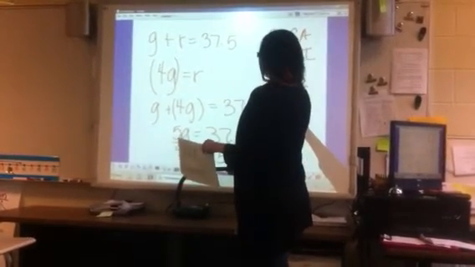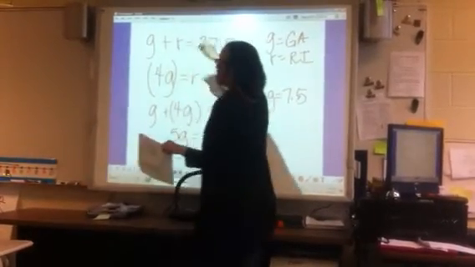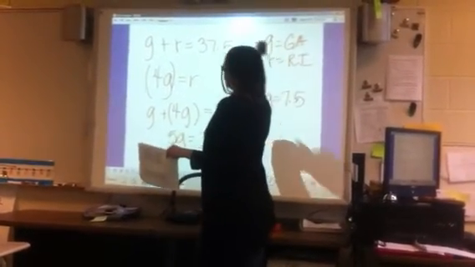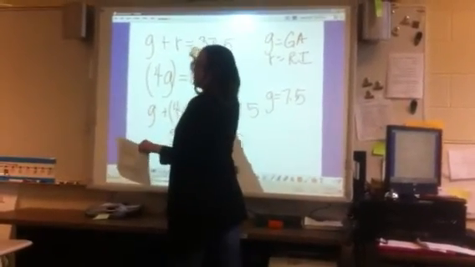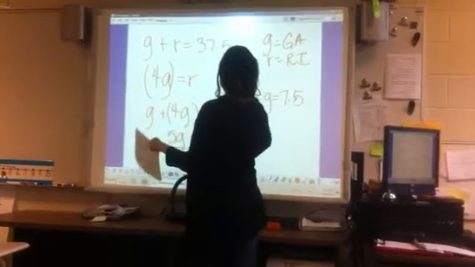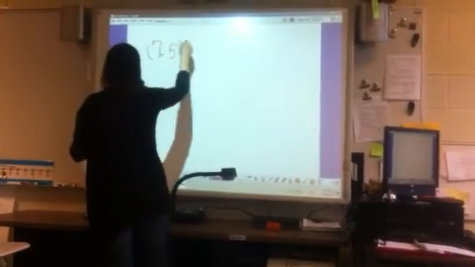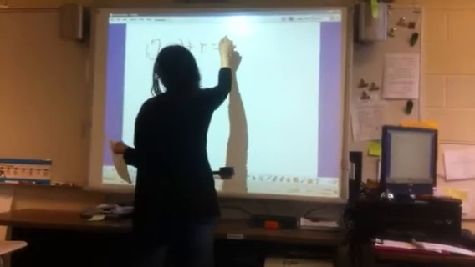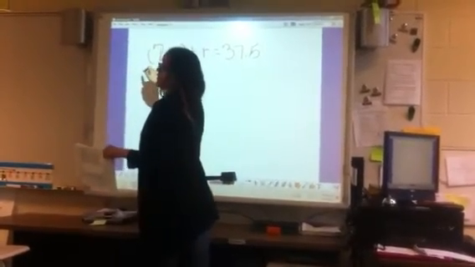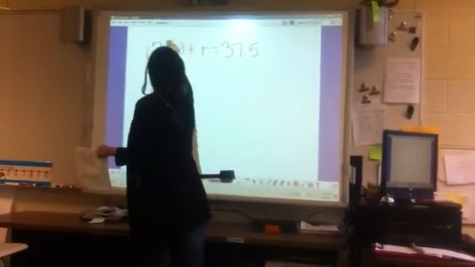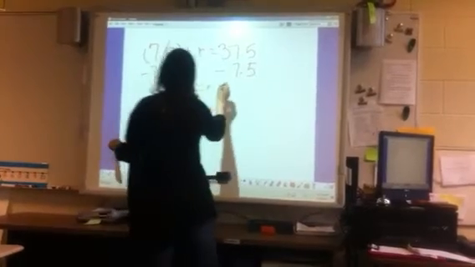So if I know G is 7.5, I can substitute it back into which equation? This one? I can do it for this one too, but this one is probably easier. So then 7.5 plus R gives me 37.5. Now how am I going to isolate R? Subtract 7.5. So R equals what?